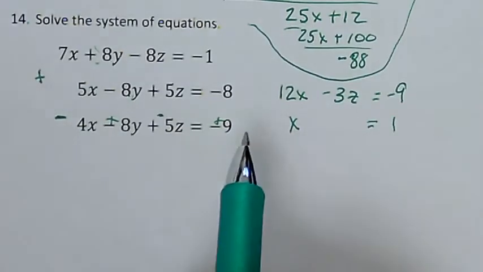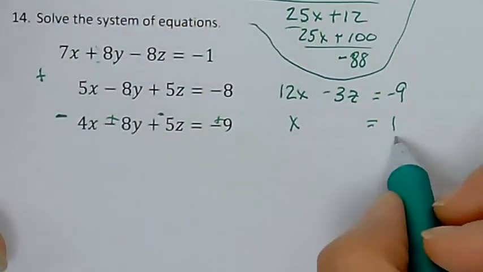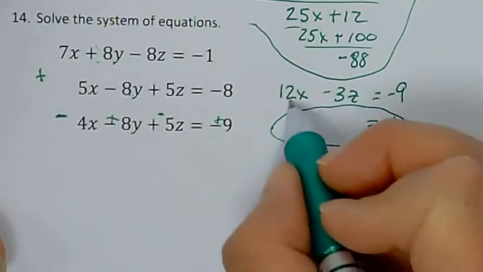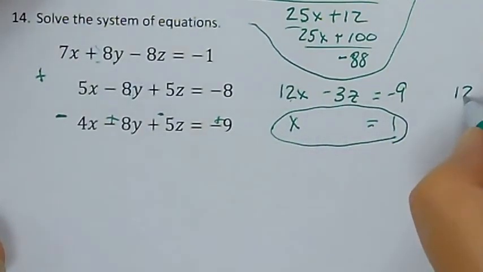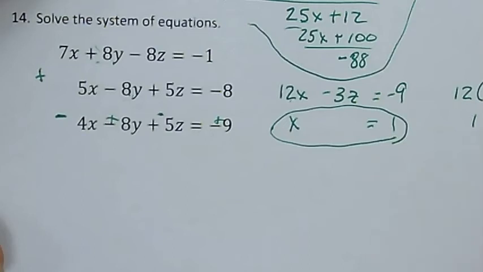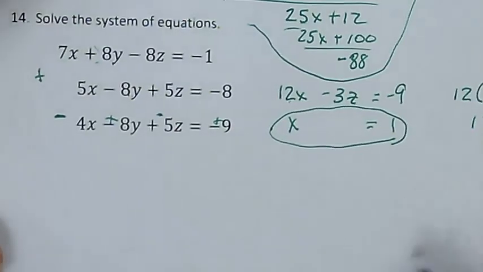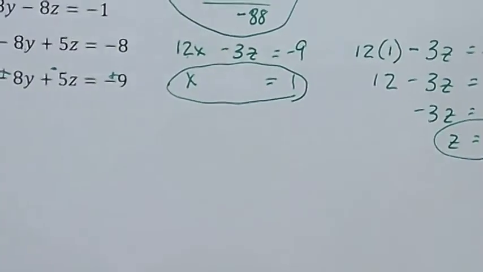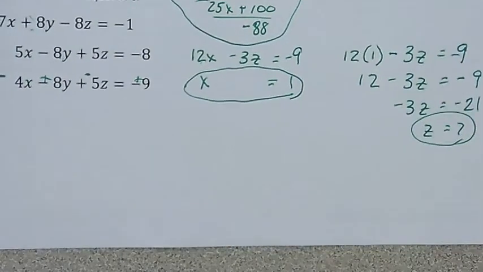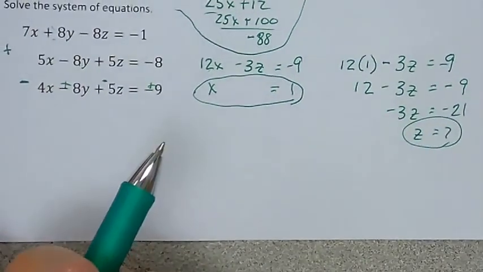So I'm going to go now that I know x and substitute it in here. So 12 times 1 minus 3z equals negative 9. 12 minus 3z equals negative 9. Negative 3z equals negative 21, so z equals 7. And now that I know that z equals 7, I can go substitute it into any equation I want. I think I'll just pick the middle one.